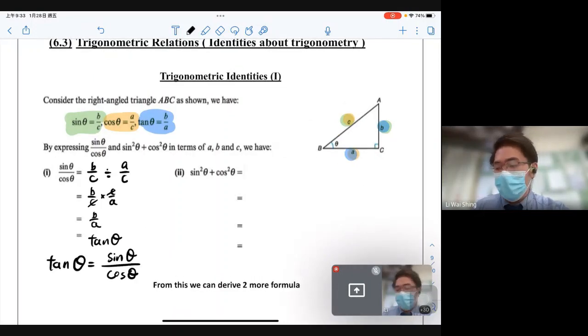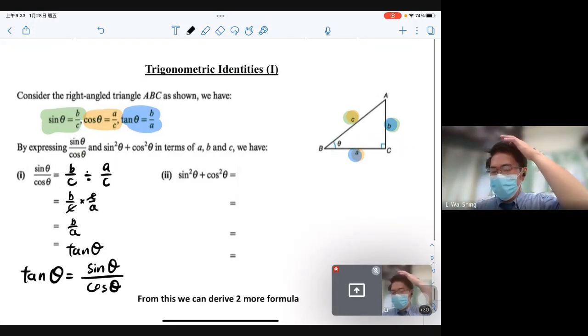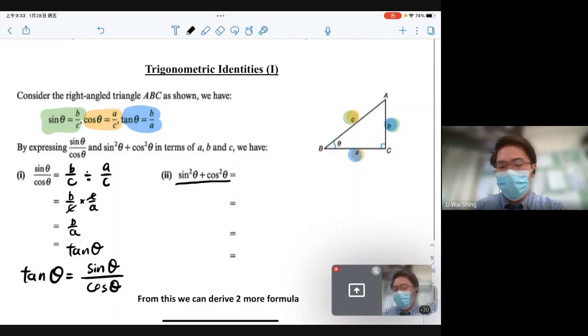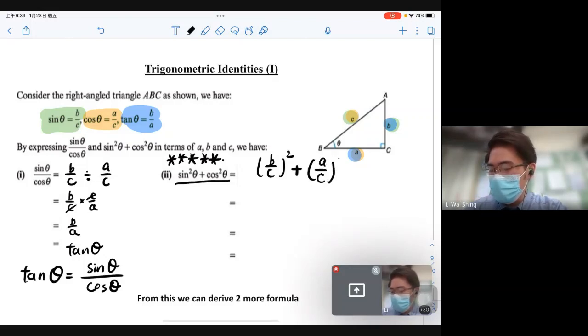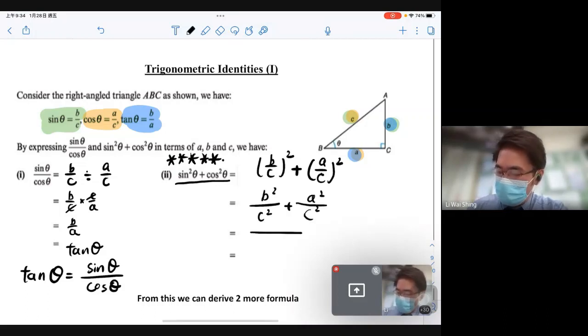And then the second one is about sine square theta plus cosine square theta. This is very, very important. No matter whether you are studying in Form 3 or in senior form, or in M1 or M2, this is very important. Let's take a look. Sine square theta is B over C squared. Cosine square theta means cosine theta, and then you square it. So you will have this result. In the numerator, you'll have B squared plus A squared.